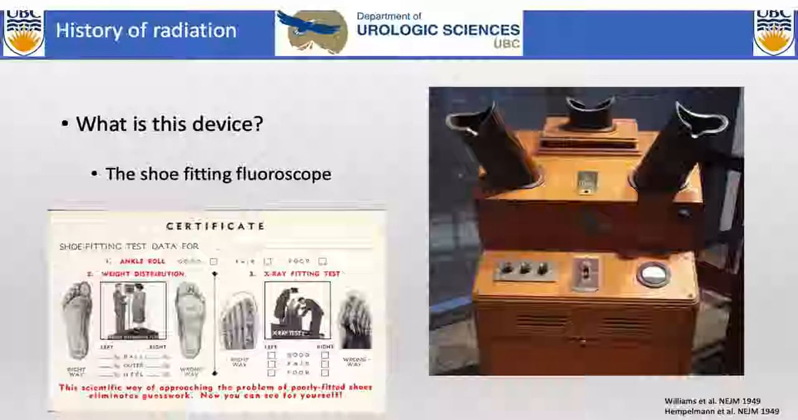What they didn't realize was that the dose being given to the child was around 130 millisieverts, which, when you think about a CT scan, a typical CT scan is somewhere between 4 to 6 for a CT KUB, up to maybe 16 for a CT IVP, and they were getting 130. They'd shoot this for about 20 seconds at a time to get a good image, and they'd tell the parents, yeah, your kid's shoes fit, so you should buy them. That fell out of favor.